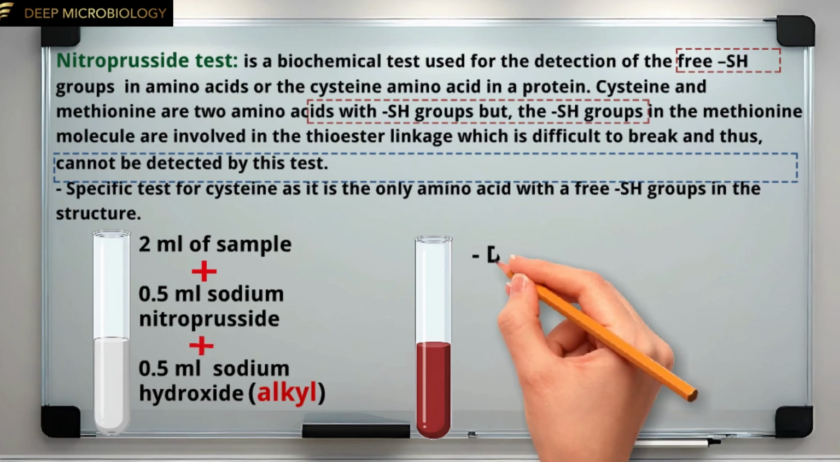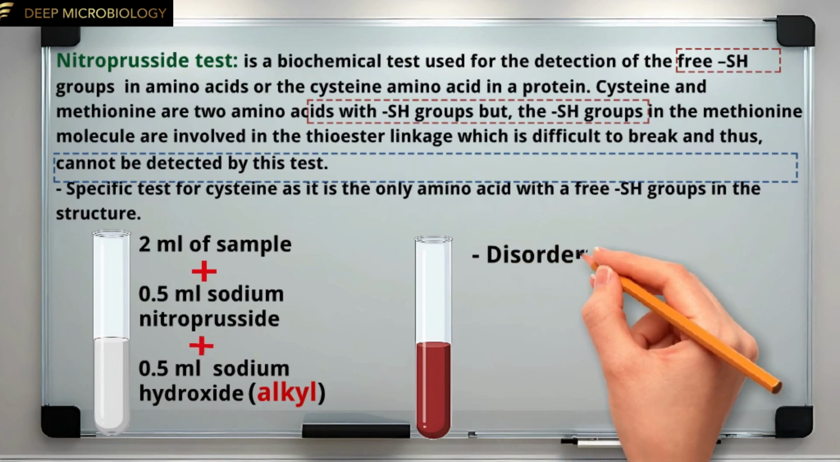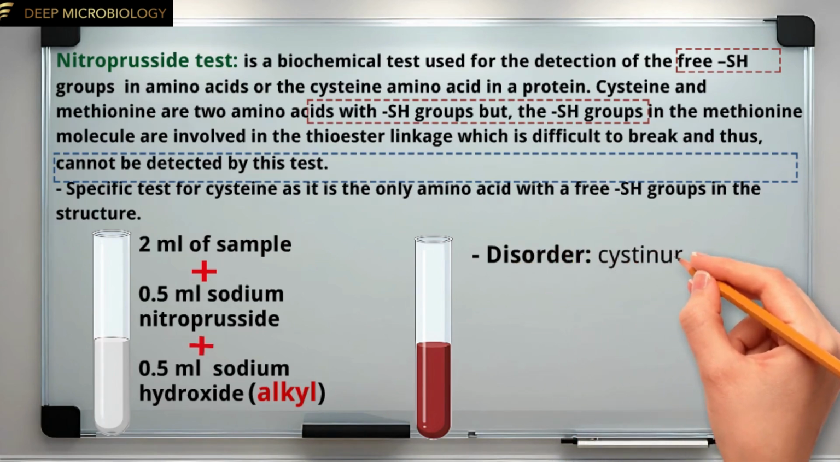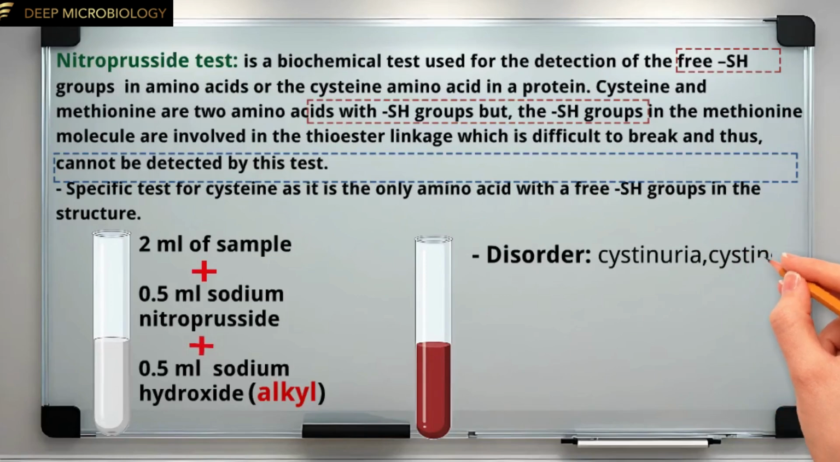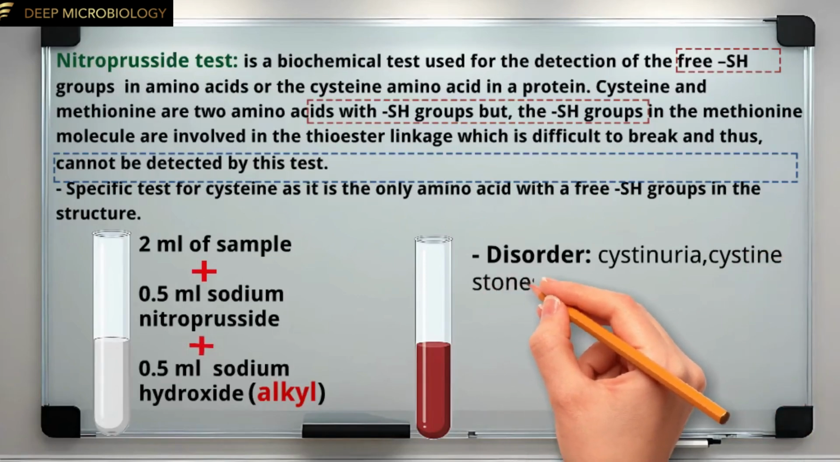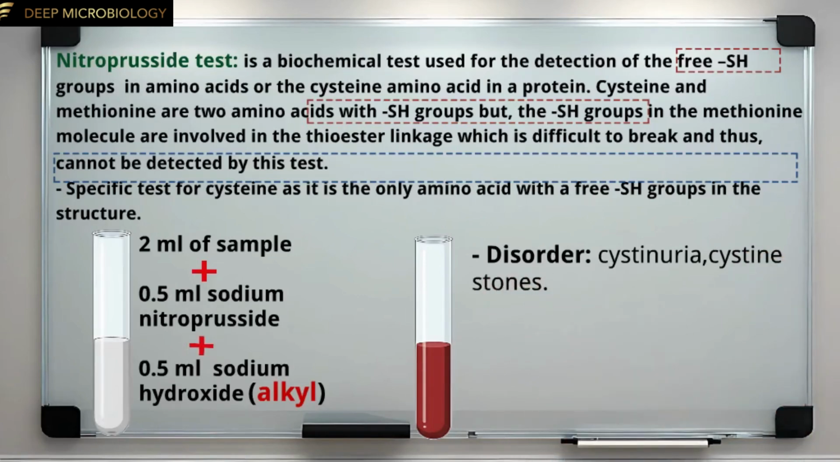Clinically, cystine crystals are associated with cystinuria, a hereditary metabolic disease involving a tubular reabsorption disorder for cysteine, arginine, ornithine and lysine. Only the amino acid cysteine crystallizes at an acidic pH value. Also associated with cystine stones.